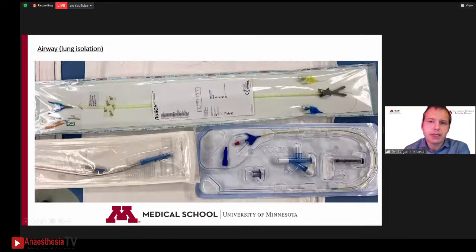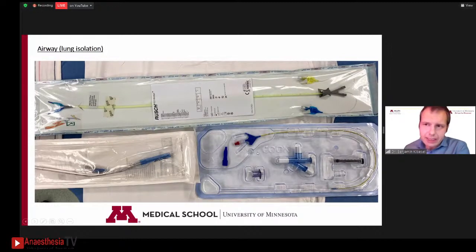This would be the easy blocker, which we saw with a couple of the preceding speakers already showcased. And this one has essentially just a double tip balloon. Gets here on the carina, both sides go in the respective bronchi, and then you just have to use the color-coded one to isolate the right or the left side. Double lumen endotracheal tube, and then we have our endobronchial blocker.